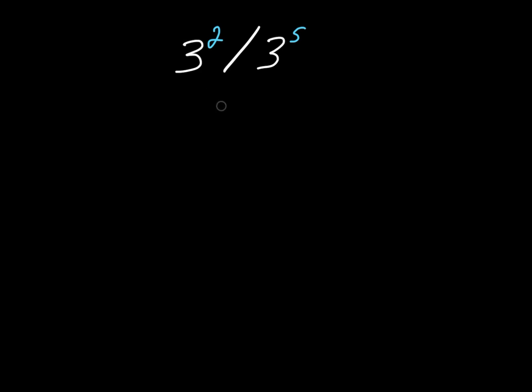So what we do is we keep the base, but then we subtract the top numbers, or the exponents. So 2 minus 5 equals negative 3. So this would equal 3 to the negative 3rd power. And that brings me to a very interesting point. What is a negative exponent? And actually, a negative exponent is a reciprocal of a positive exponent.